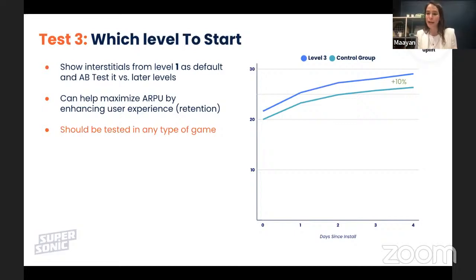For example, in one of our games, Bazooka Boy, we managed to push the interstitial to level 8, and we actually maximized our ARPU due to that. But it's different from game to game. Start from level 1 as a default, and if level 1 is not your default and a later level is, challenge it and show interstitial from a lower level versus a later level. But basically, it's an A/B test for all types of games. Here you can see in the graph that just by showing interstitial from level 3 in this game, we A/B tested it, we managed to increase ARPU by 10%, which is a lot. So I highly recommend A/B testing it.